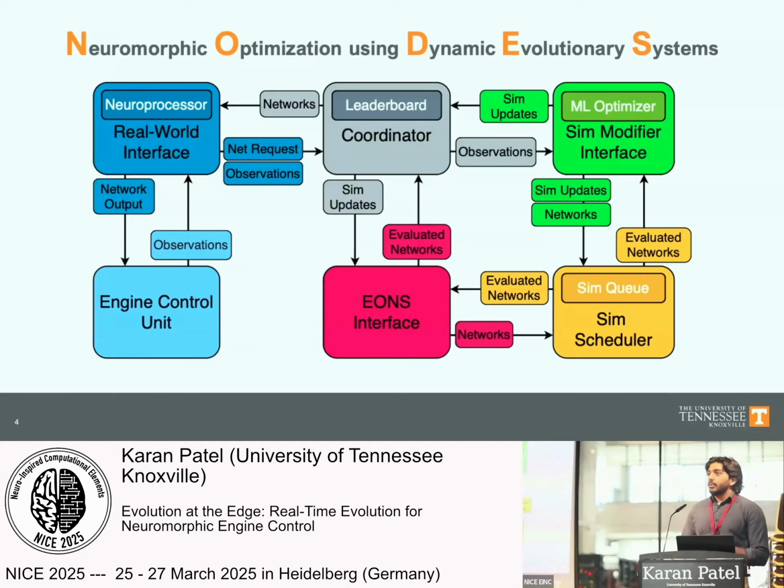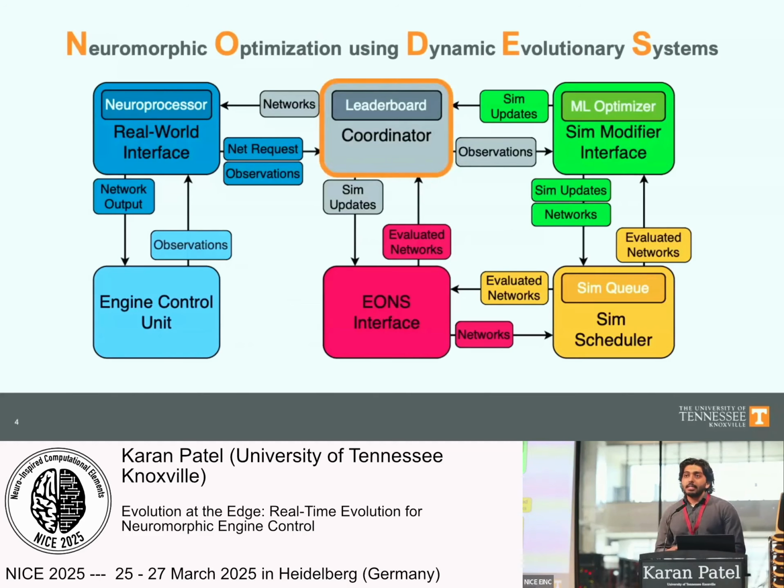With that, let's first tackle the software framework, or neuromorphic optimization using dynamic evolutionary systems, or NODES. This framework is responsible for training SNNs in an online fashion that can dynamically adjust the training to account for environmental changes. It's also designed to be general purpose and applicable to various different applications, with the main processes and their interactions shown in the following diagram here. We first have the coordinator process, which is responsible for communicating information between the other processes, as well as keeping track of the best networks.